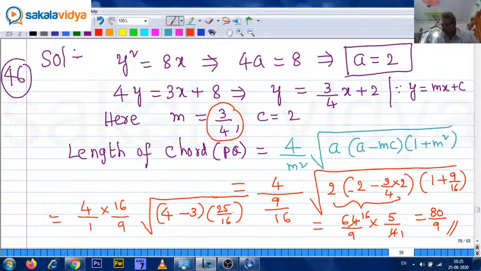I think you will be better than me. You can easily do it, you have a lot of calculation potential with you. Rather, you will do better than me. So yes, you did correctly. Wonderful. 80 upon 9.